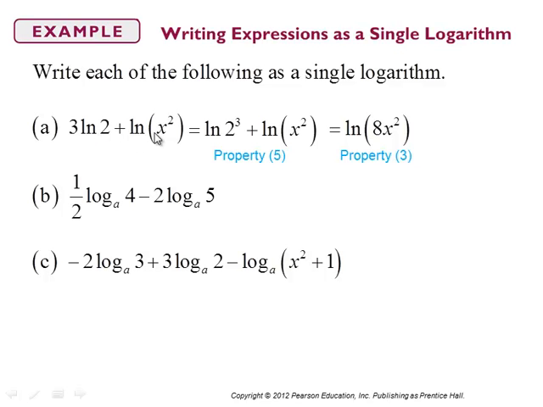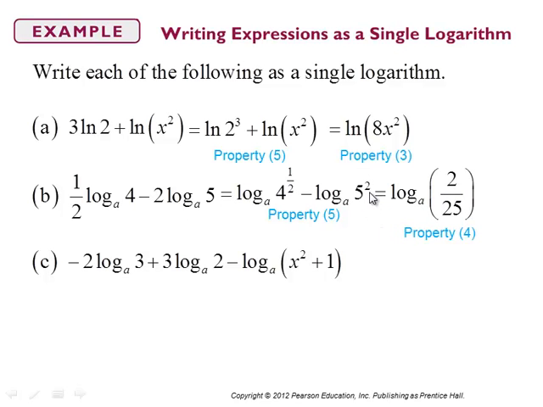Let's take a look at the second example here. We've got logarithms of the same base, so we should be able to combine these first using the power property that says that 1/2 times the log of 4 is going to be log of 4 to the 1/2, which is square root of 4, which is 2. And also 2 times the log of 5 is the log of 5 squared. And now go ahead and apply those powers, and then use the quotient property for this difference.